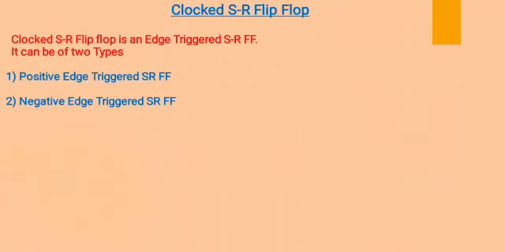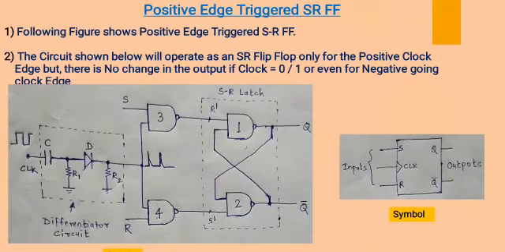Now next we will see the clocked SR flip flops, which is an edge triggered SR flip flop. It can be of two types: positive edge triggered SR flip flop and negative edge triggered SR flip flop. Now we will see the first, positive edge triggered SR flip flop. The figure shows the positive edge triggered SR flip flop. The circuit consists of 4 NAND gates, 1, 2, 3, 4.